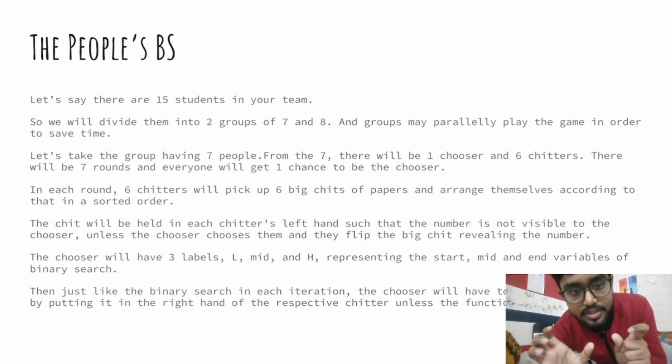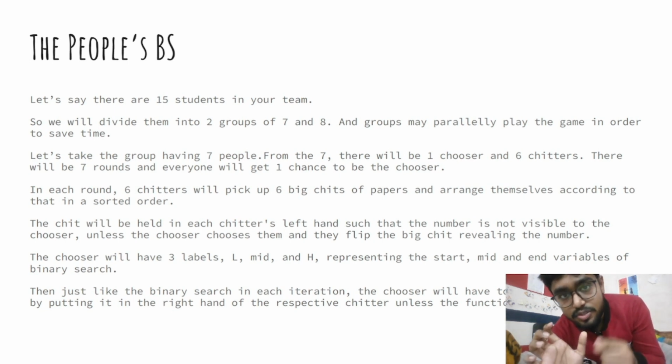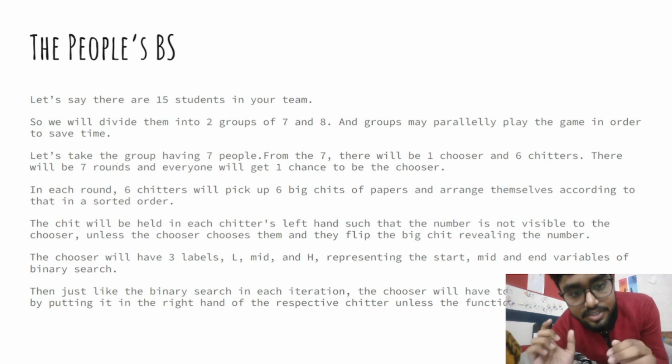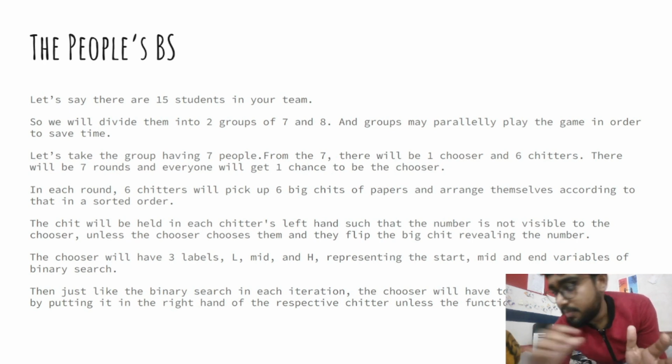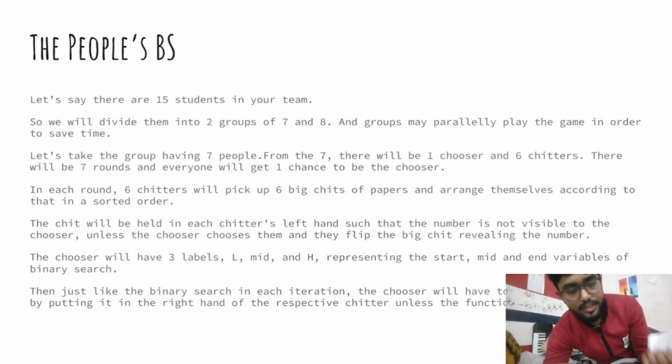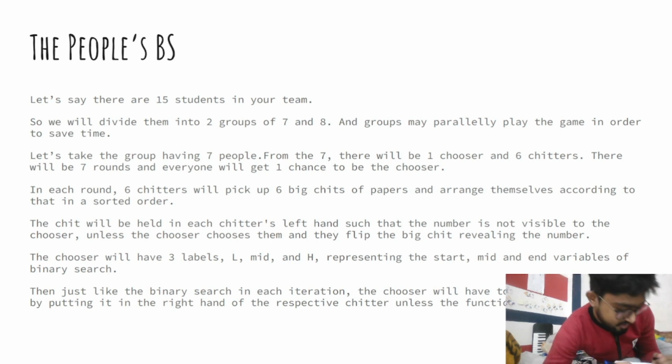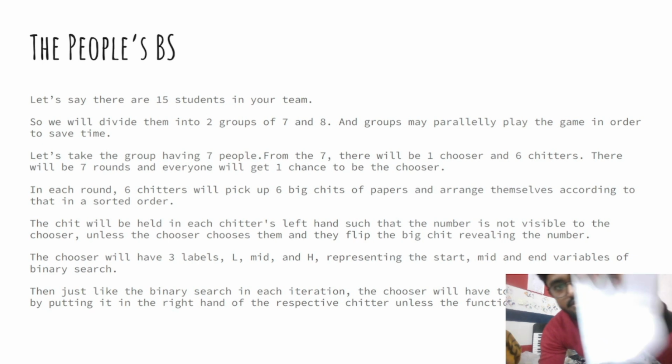There will be 7 rounds, and in each round there will be a different chooser, so that everyone can get the chance to be a chooser. In each round, the 6 jitters will pick up 6 big chits of paper with a number written on it and arrange themselves according to that number. The chit, I should write it on it. What should I write? Let's say 7 and 73. Okay, I hope it's visible.